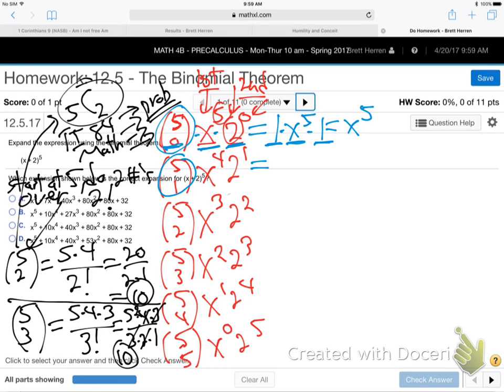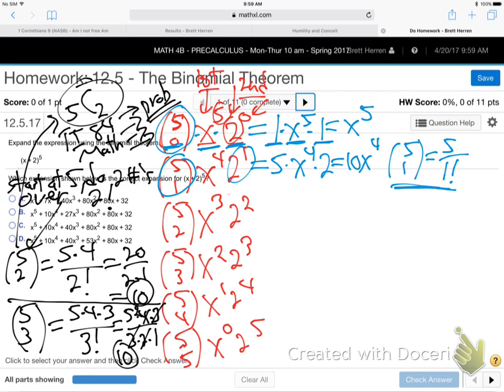5 choose 1. You can do that on your calculator or by hand. 5 choose 1 means start at 5, do one number, over the bottom number factorial. 1 factorial is just 1. So it's just 5 over 1, it's just 5. Times x to the 4th times 2 to the 1, which is 2. So that's 10x to the 4th. So the second term in the answer to all the foiling is 10x to the 4th.